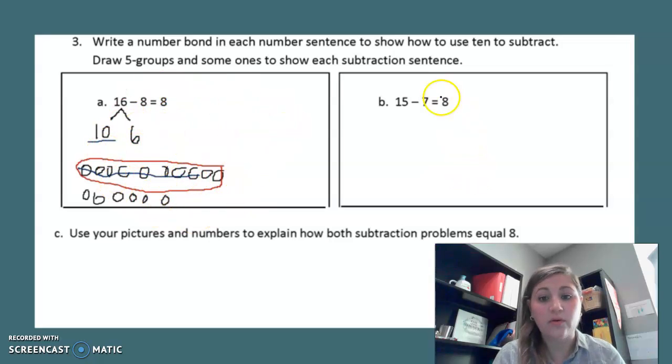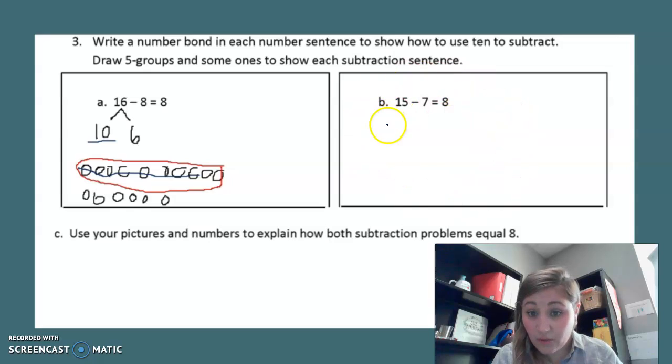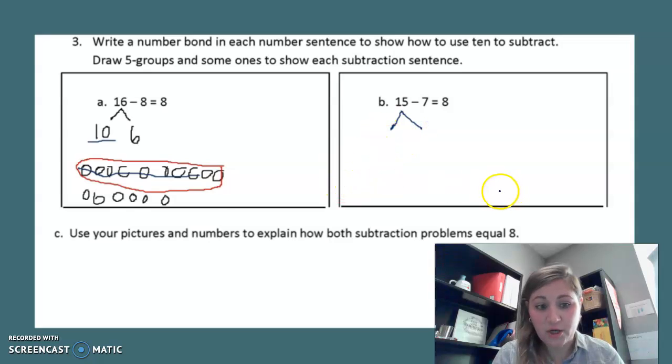You can use it to help you. And then I want you to try and do this other one, B, all on your own, just like that. Remember, you'll write a number bond where 10 is one part and then draw a picture.